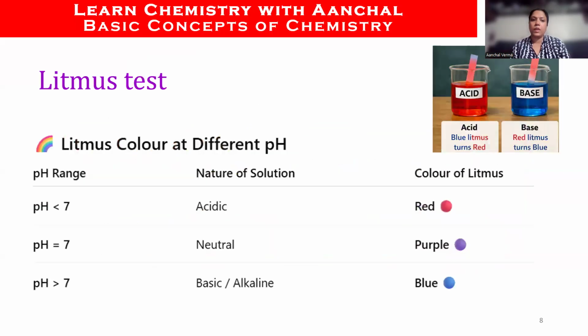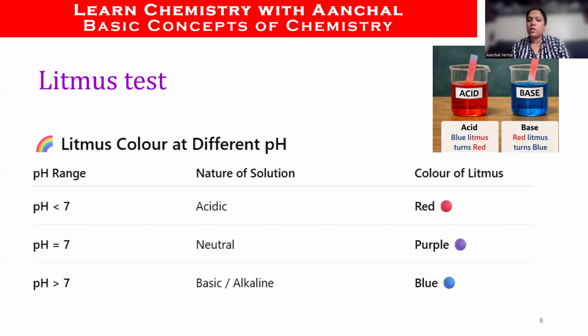Okay. There is a test called litmus test for acids. Litmus paper is basically a purple color paper, which is used to test whether the given solution is acid or a base. If you put the litmus paper in acid, the litmus paper turns red. If it is already red, it will remain red. Understood? But if you put it in a base, it turns blue. B for blue, B for base.